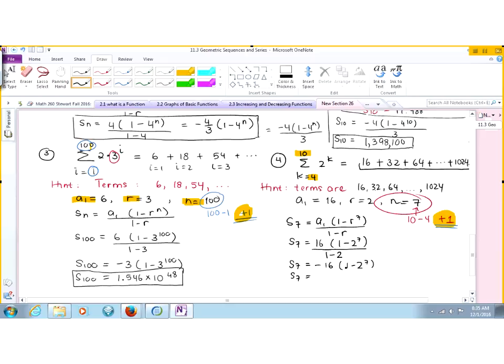So negative 16 times 1 minus 2 to the 7. So is it 2032? Okay. All right. Good. Okay.